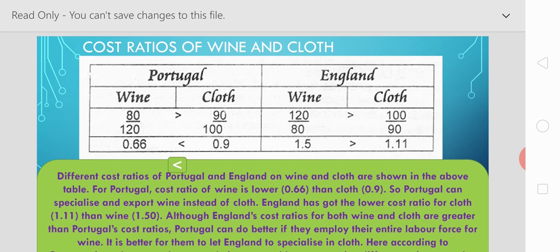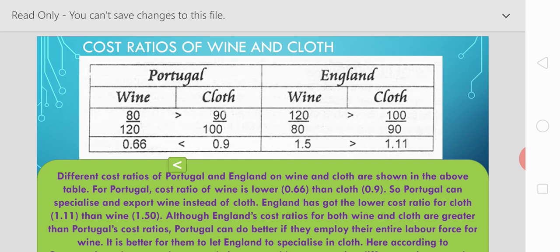So take the case of England as well. After the specialization, all laborers employed in the industry will be specializing in the production of cloth only. So no extra cost will be required to produce wine. So they have a better situation in case of cloth. So all laborers will be engaged in cloth production, so they can maximize the gain from producing cloth. So they can also gain from trade. Portugal can also gain from trade if specialization is possible.